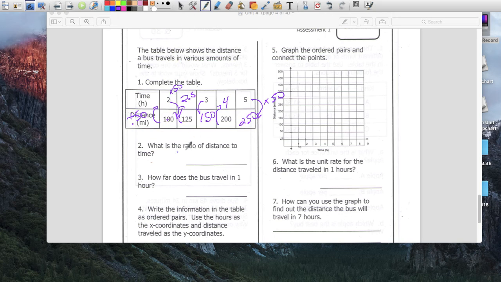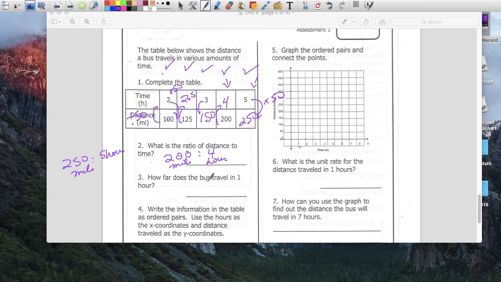2, what is the ratio of distance to time? The ratio of distance to time, you can pick any of these ratios. This one, this one, this one, and this one, or this one. So the ratio, let's pick this one right here. Distance is 200, and the time is 4. The distance is 200 miles to 4 hours. If you pick that one, let's pick the last one. It's 250 miles to 5 hours. So you could have picked any of these, and you would have meant the same. Okay, so they're just different representations.